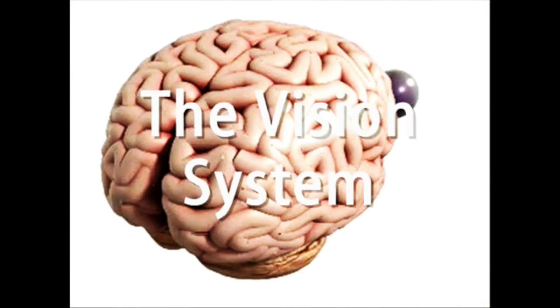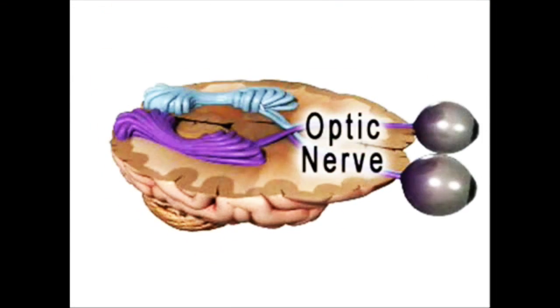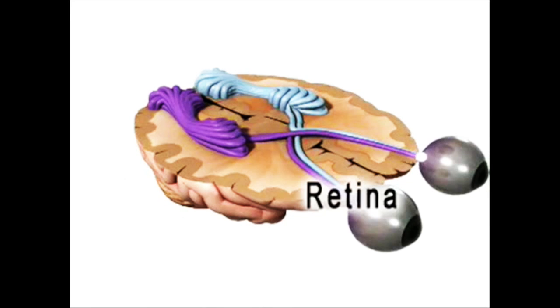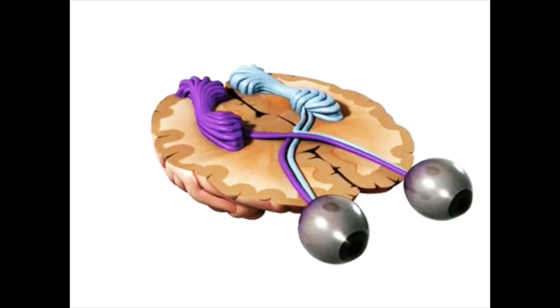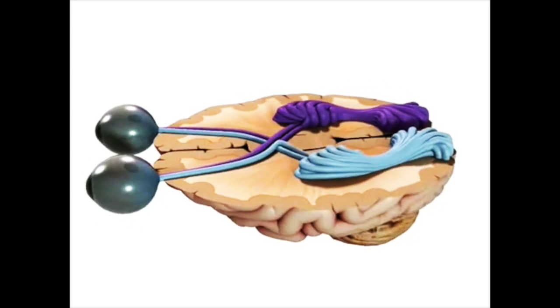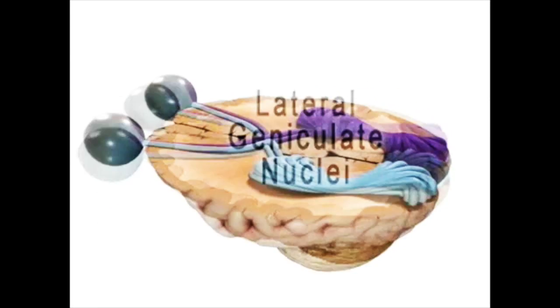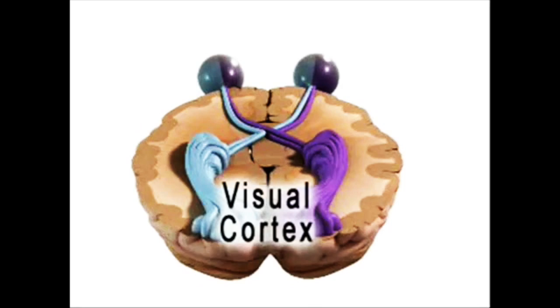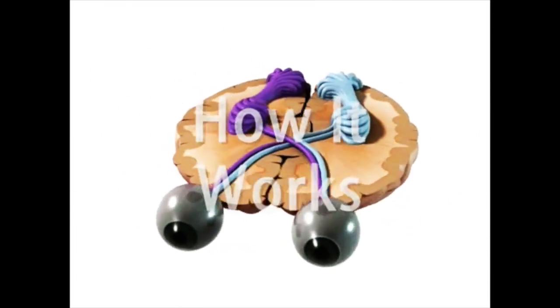Optical illusions are a very interesting topic, and it starts with the question: do we see things for what they are, or do we see things for what we think they are? It starts with the vision system. The optic nerve, the retina, the cornea, lateral geniculate nuclei, and the visual cortex all play a large role in how it works and how we see what we see.